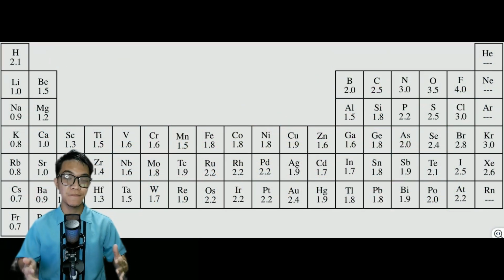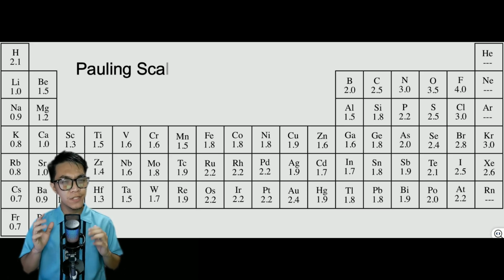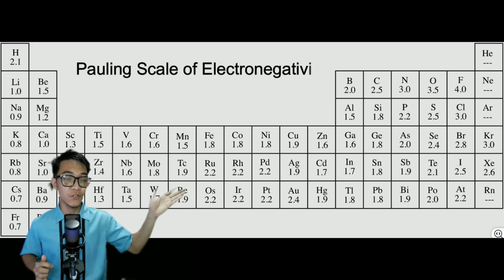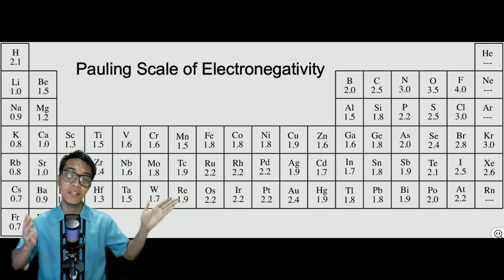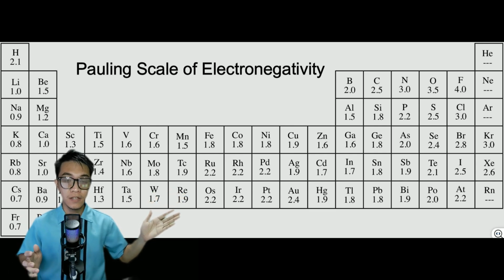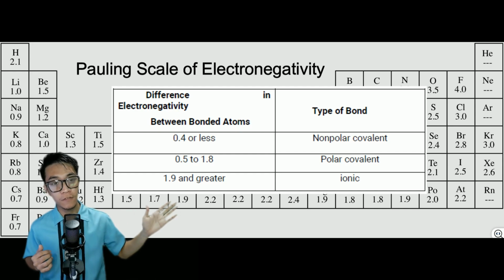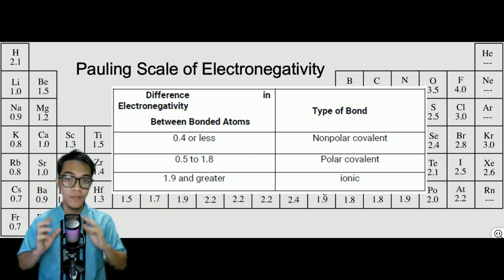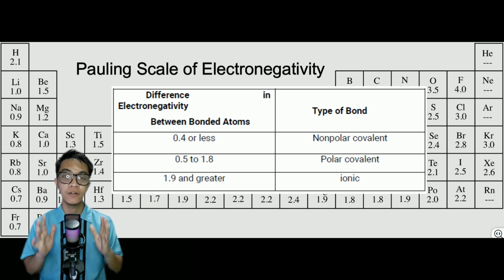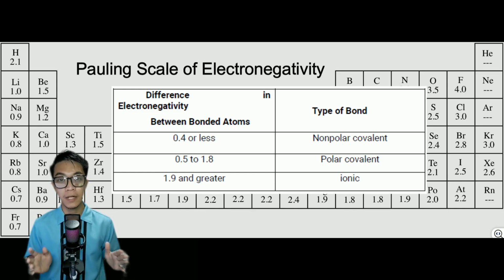In determining the specific type of bond that will be formed out of a chemical reaction, we will still use our Pauling scale of electronegativity as our basis. So, I have here a table of values to show you. This will be our determining factor if it will be a polar or nonpolar covalent bond, or if it will be an ionic bond out of a chemical reaction.